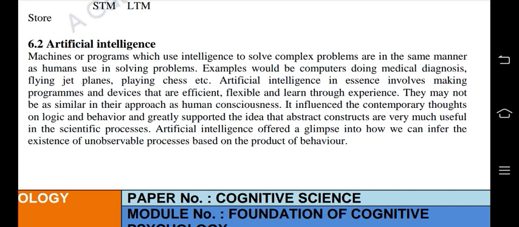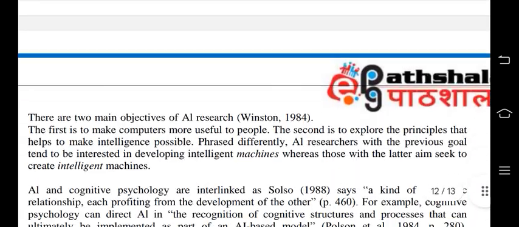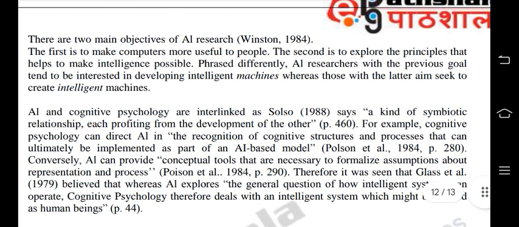It influences contemporary thoughts on logic and behavior and greatly supported the idea that abstract constructs are very much useful in the scientific process. Artificial intelligence offered a glimpse into how we can infer the existence of unobservable processes based on the product of behavior. There are two main objectives of AI research. The first is to make computers more useful to people. The second is to explore the principles that help to make intelligence possible. Phrased differently, AI researchers with the former goal tend to be interested in developing intelligent machines, whereas those with the latter aim seek to understand intelligence.